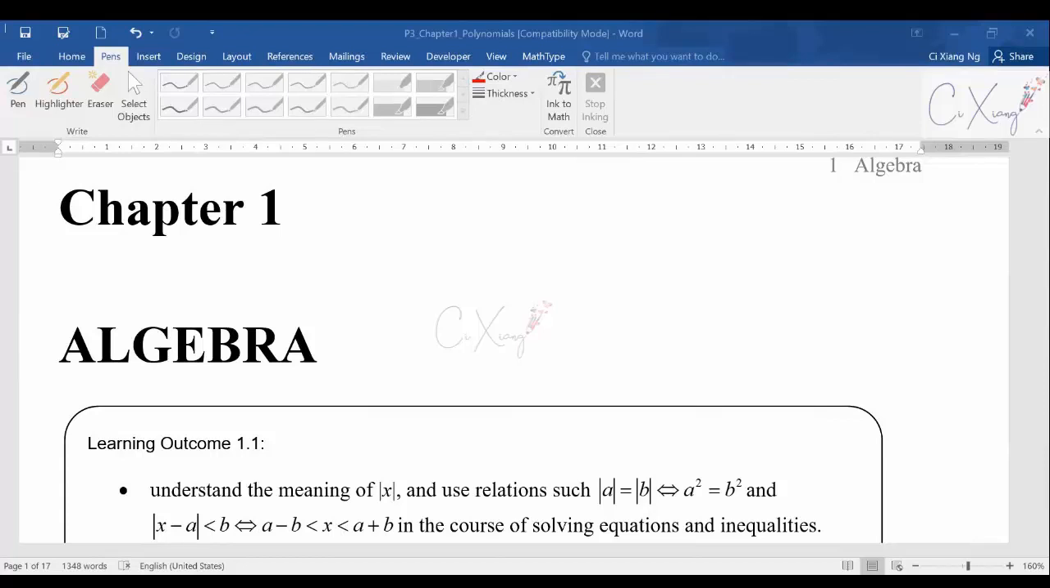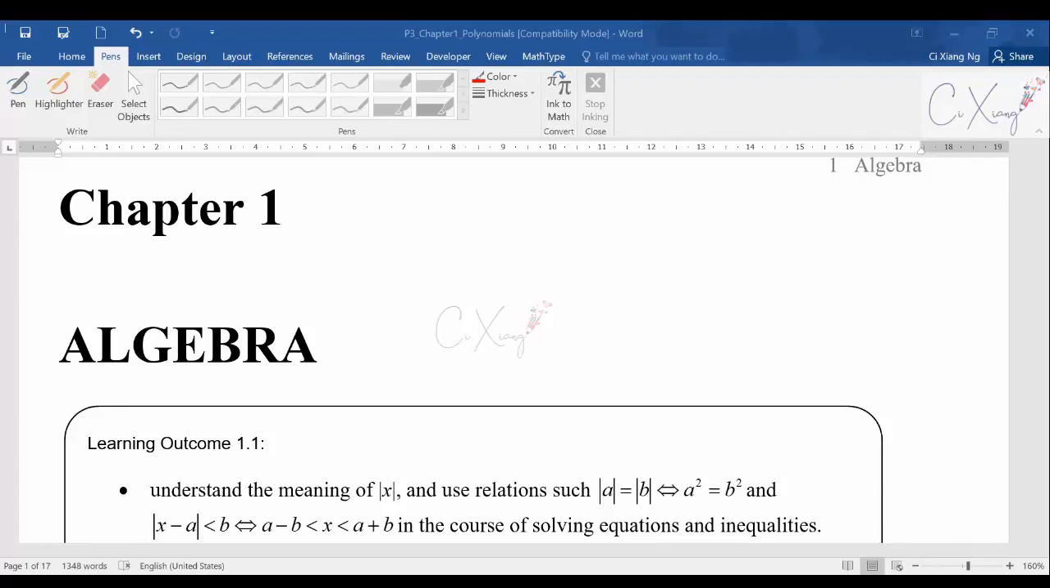Okay, so from today onwards, we are going to start with our A2 syllabus. We still have 3 more weeks to go before your semester exam, the semester break. For these coming 3 weeks, we are going to focus on paper 3 only. Our chapter 1 is Algebra for the A2 syllabus.